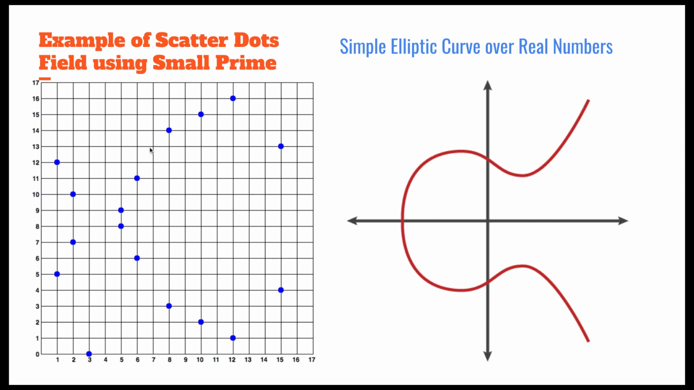Now here is the visual representation. Here is the normal elliptic curve over real numbers. But here is another example where I think we are using 17 as a prime number, and you can see that we are getting a scattered dots-like pattern here.